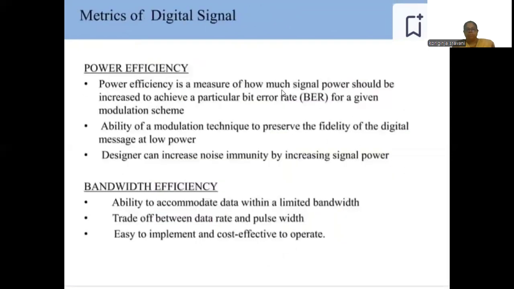The merits of digital signals. Here the power efficiency is low by using digital modulation techniques, and the bandwidth usage is also low by using digital modulation techniques.